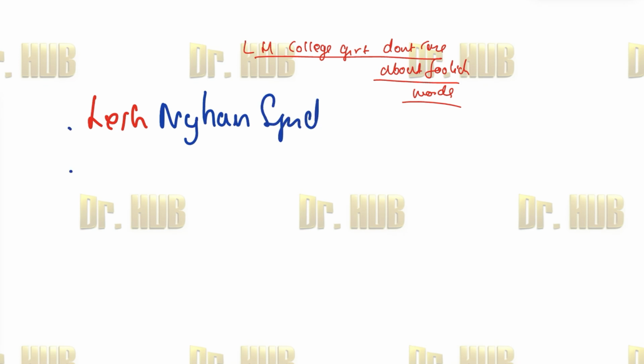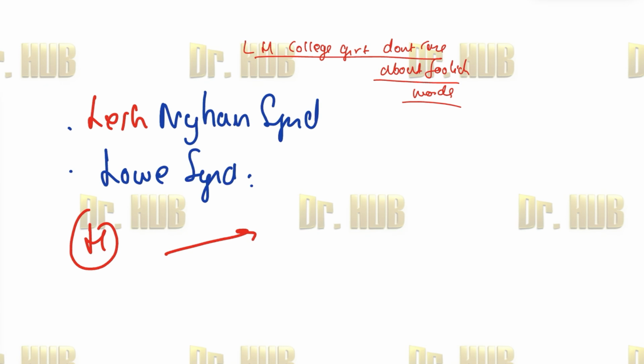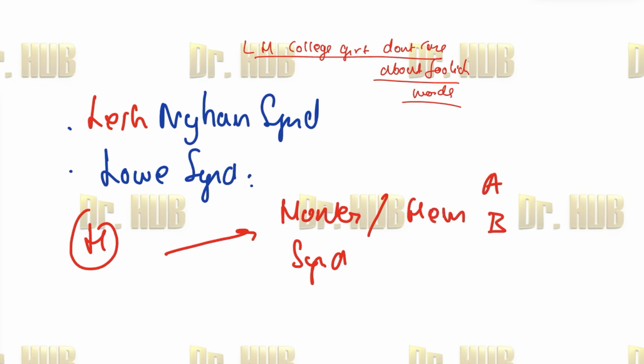Let's break it down. The L here stands for Lesch-Nyhan syndrome. Next will be Lowe syndrome. Next, H. H is for Hunter syndrome and hemophilia A and B. So Hunter syndrome as well as hemophilia, which includes A and B.